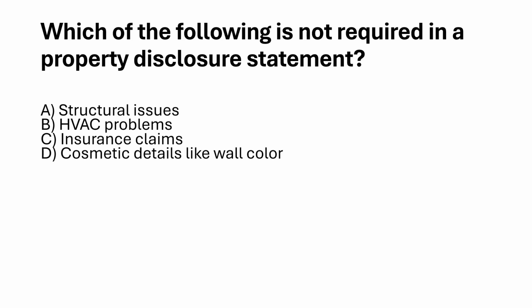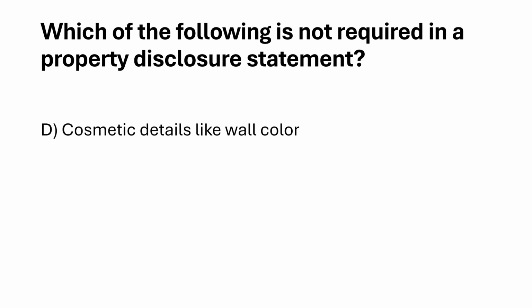All right, which of the following is not required in a property disclosure statement? So, in other words, which of the following would the seller not have to disclose? A, structural issues. Well, that's not right. We know if there's a structural issue, that better be disclosed. HVAC, heating and air problems, that's got to be disclosed. Insurance claims, that would have to be disclosed. Cosmetic details like wall color. Well, y'all know, the color of the walls has nothing to do with the condition of the property. So I think D is the right answer. Cosmetic details like wall color. Y'all, cosmetic stuff typically you don't deal with or worry about in a property disclosure statement.